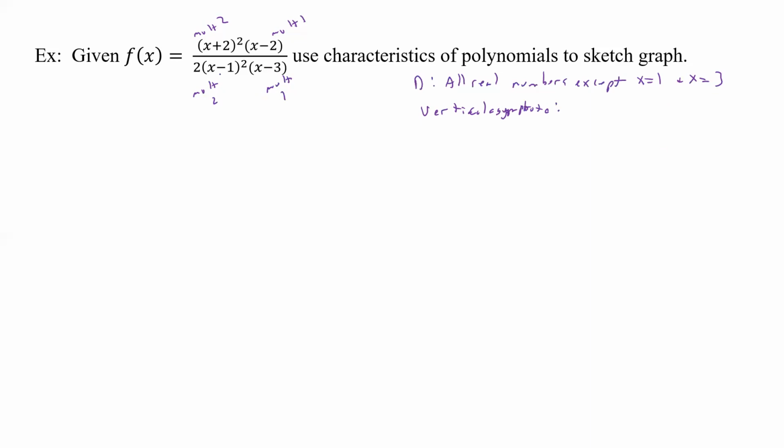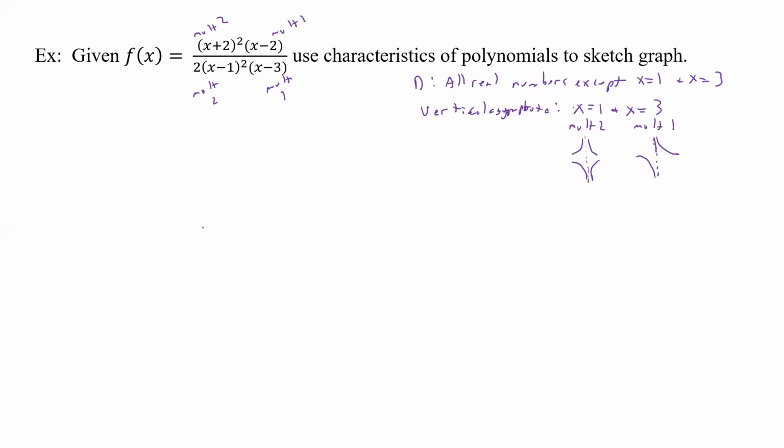Let's see, can we cancel anything between numerator and denominator? Nothing cancels, so our vertical asymptotes don't disappear. So we're going to have vertical asymptotes at x equals 1 and x equals 3. Now this one has multiplicity of 2 and this has multiplicity of 1. Remember, with multiplicity of 2, both sides are either going to go up or both down around that vertical asymptote. And with multiplicity of 1, they're going to be opposites of each other. One's going to go one way, one's going to go the other way.